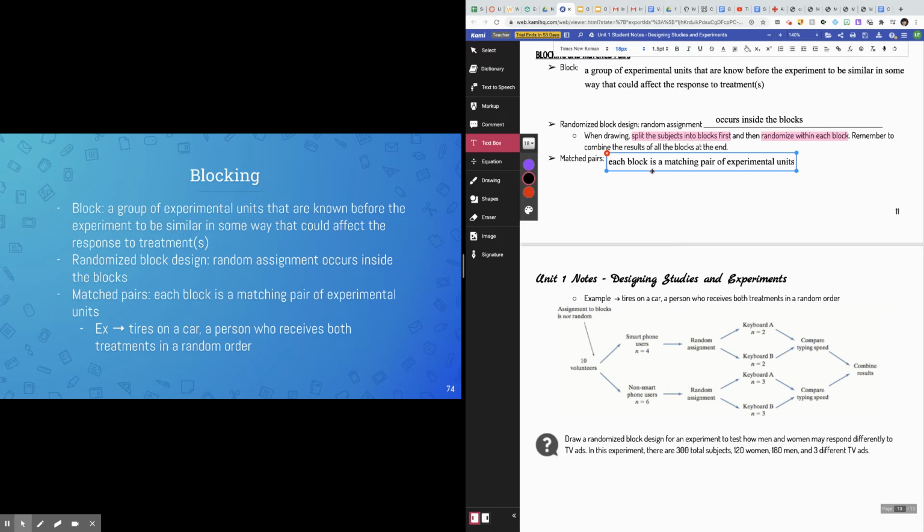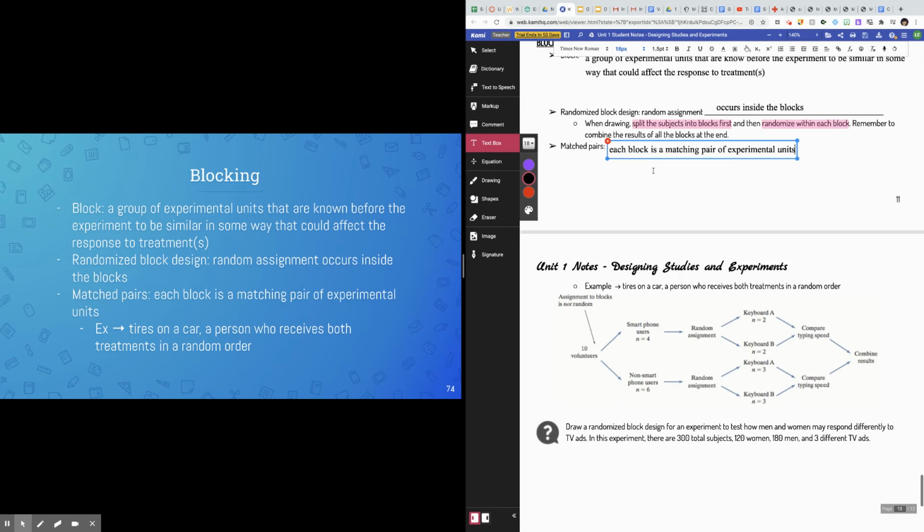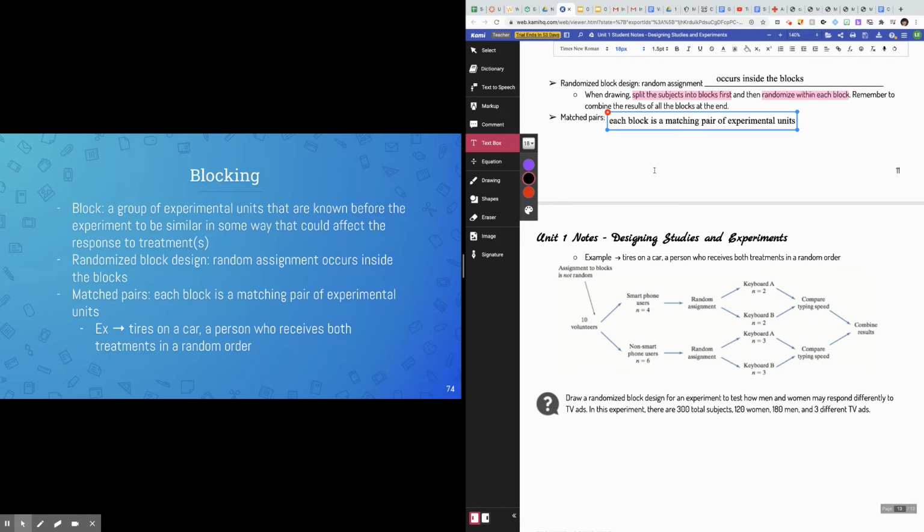You have to be able to literally match up the treatments to one experimental unit, or to like one person, one item, one subject, right? If you can't do that, then it's not matched pairs.